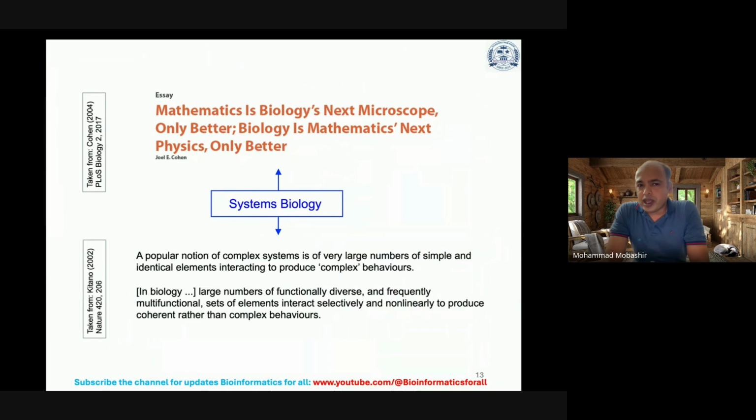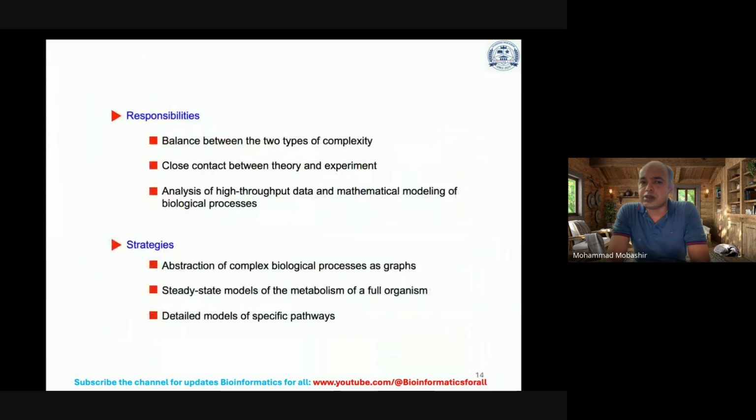A popular notion of a complex system is of very large numbers of simple and identical elements interacting to produce complex behaviors. In biology, large numbers of functionally diverse and frequently multifunctional sets of elements interact selectively and non-linearly to produce coherent rather than complex behaviors.